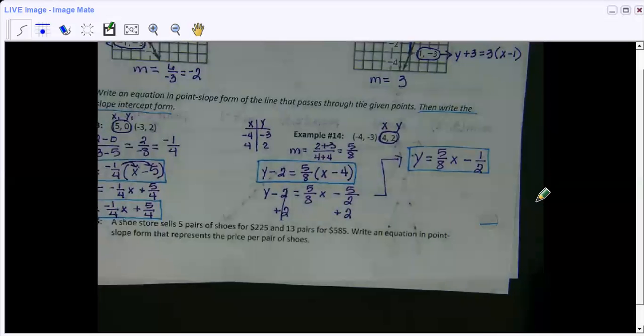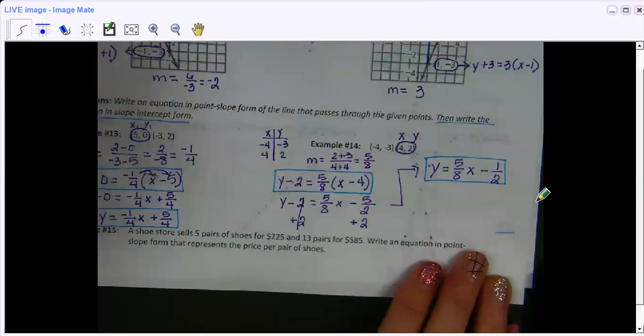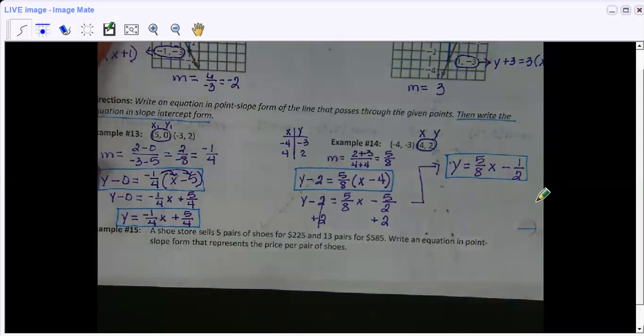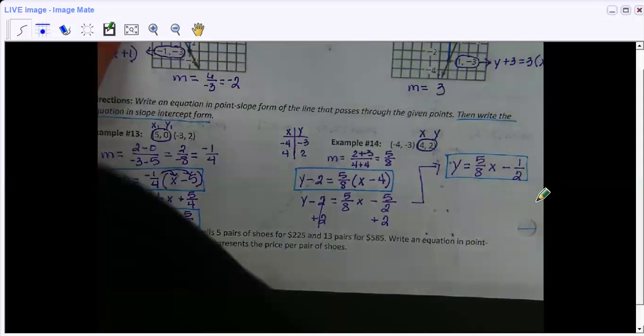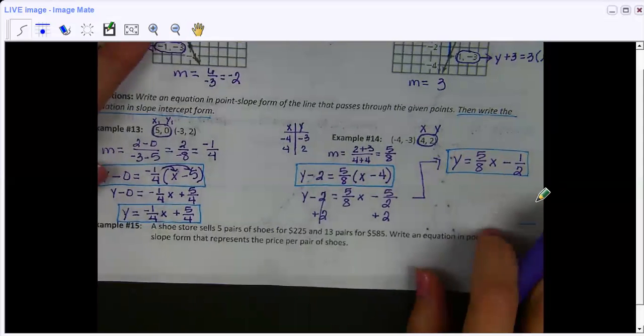Okay. Let's go. All right. One last problem on our notes, example 15. I'm going to go ahead and solve this probably quickly and then we'll be done. But everyone else needs to be quiet.